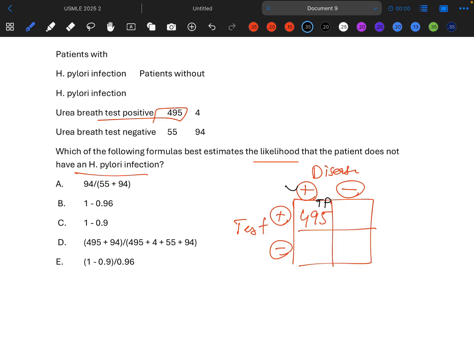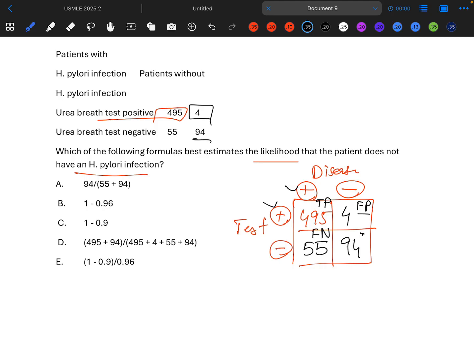Then the patients who don't have the disease but whose tests are positive are 4. So that is a false positive. Now the patients having the disease but the test is negative, that is 55, and that is false negative. And 94 are true negative. The test is negative and they don't have the disease.